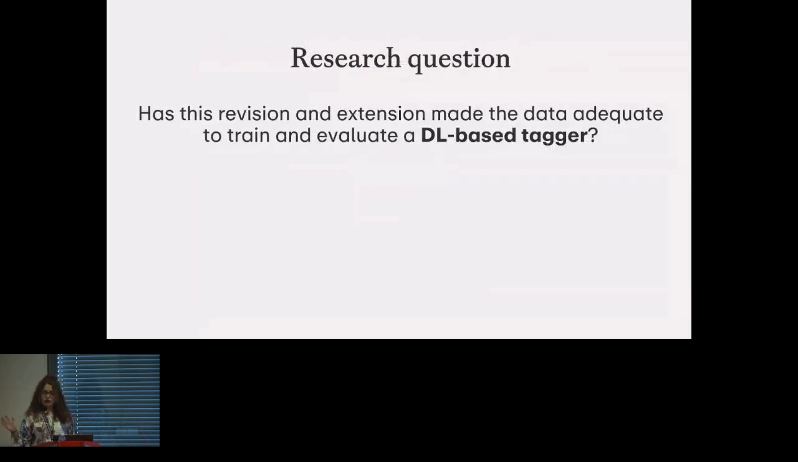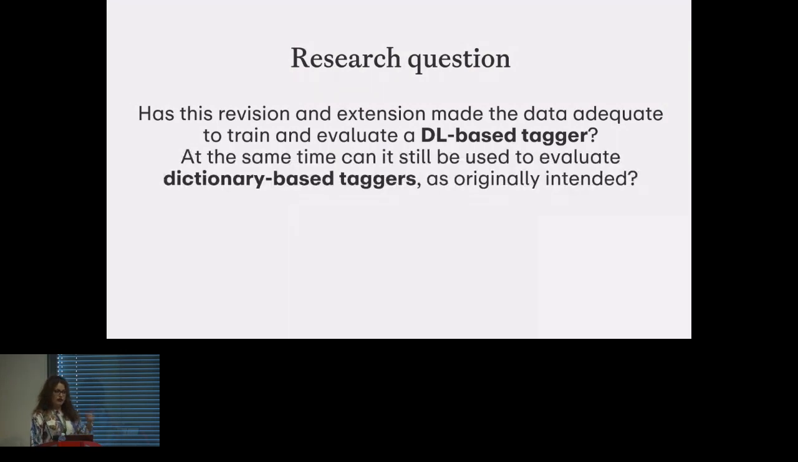But we started with another research question. This is used to benchmark NER methods. Has this revision and extension made the data adequate to train and evaluate a deep learning-based tagger? But at the same time, we didn't want to lose the initial focus. This was a corpus developed to evaluate dictionary-based taggers. Can it still do that as well?